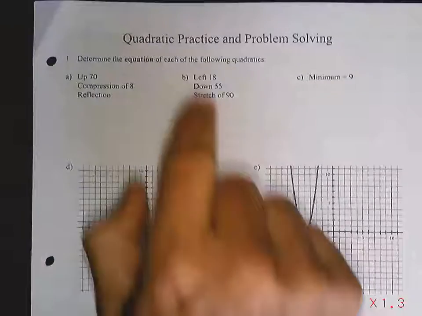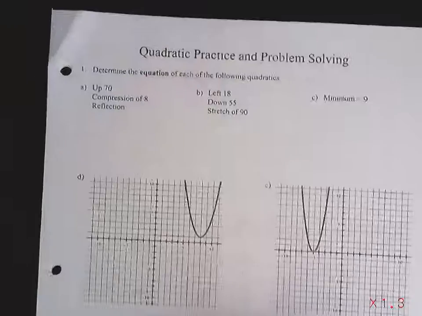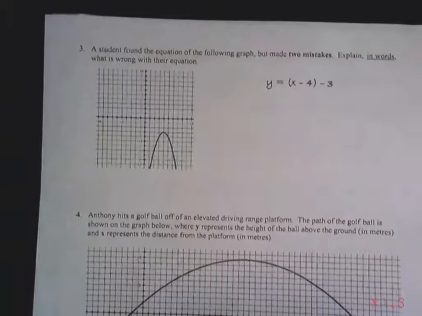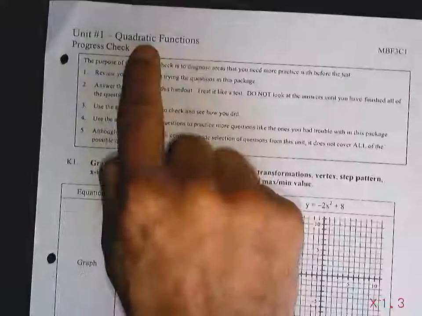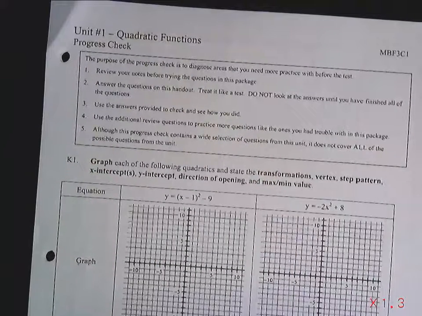Okay, so what are you supposed to do now? Well, why don't you practice that? The next sheet is quadratic practice and problem solving. It is two-sided, so you can do that, and I'll post solutions for that in a minute. Following that, you can do your quadratic functions progress check. That's the end of this workbook for this unit, and we may have some textbook questions after that, and we'll go from there.